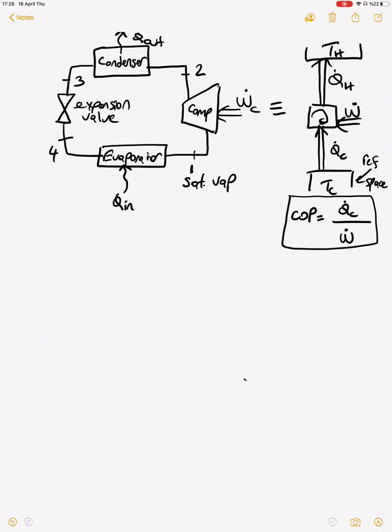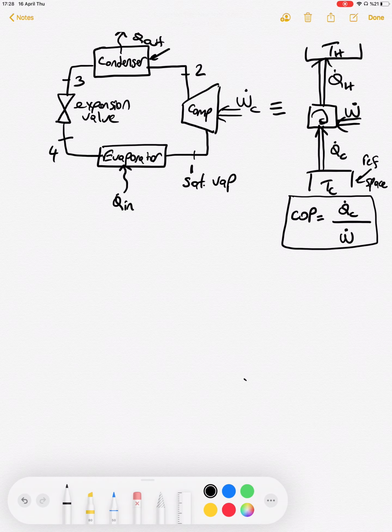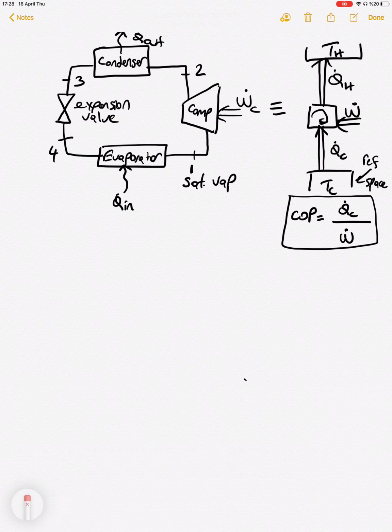So this is an equivalent system here, and if we follow it, this is the compressor and the condenser. You can think of the condenser here as the tubing at the back of your refrigerator, which is hot, removing energy to the surroundings. And then the expansion valve drops the pressure from the compressor pressure to the evaporator pressure.